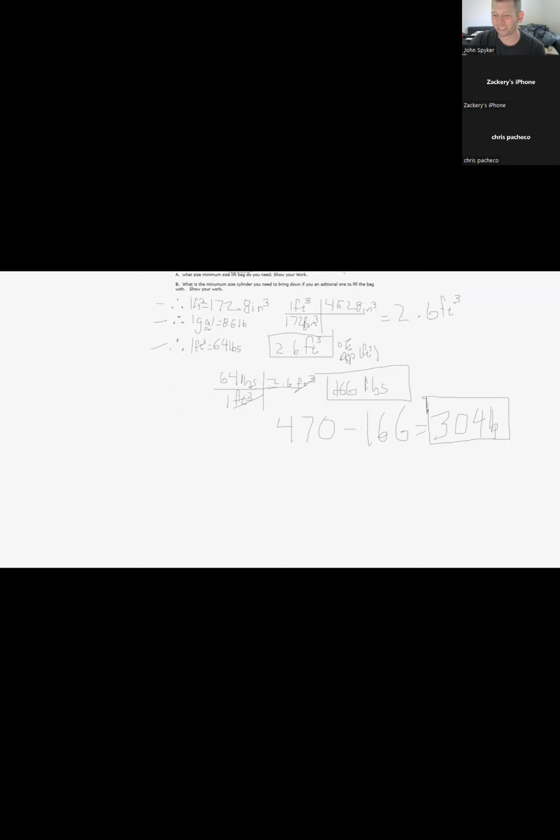All right, so now, again, we're using this guy. We need cubic feet, so that's going to go on the top. So it's 1 cubic foot per 64 pounds. And then it's 304 pounds.